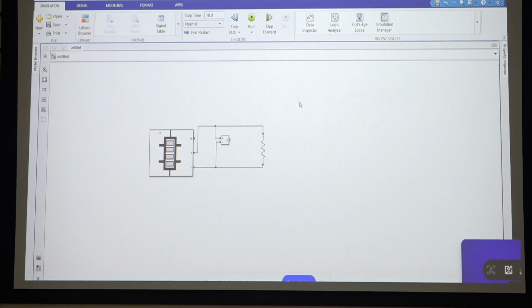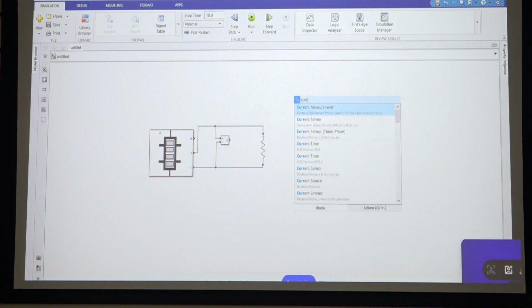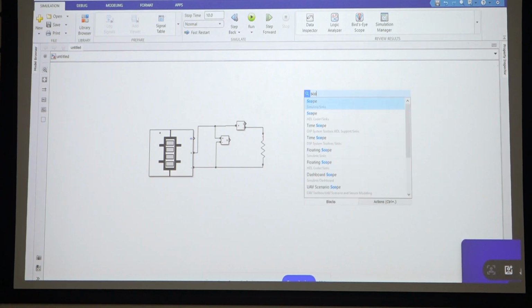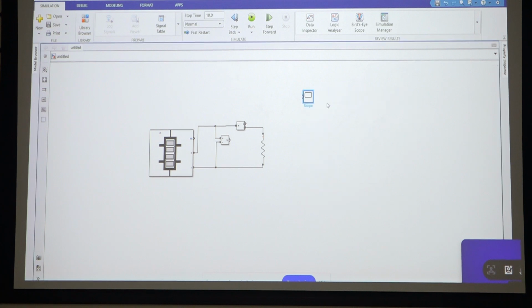Then similarly we need to measure current. We can write the same thing, current measurement. Plus, this is minus. This one gives us the current passing through this branch. Now we have to see the values in an oscilloscope. So we can write here scope. It is like the oscilloscope, the thing we use in the lab.